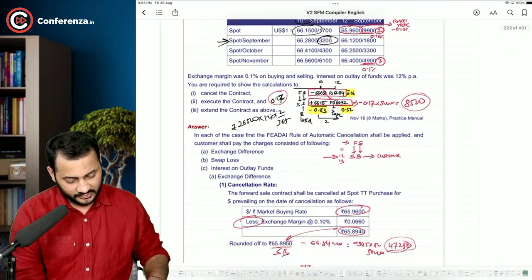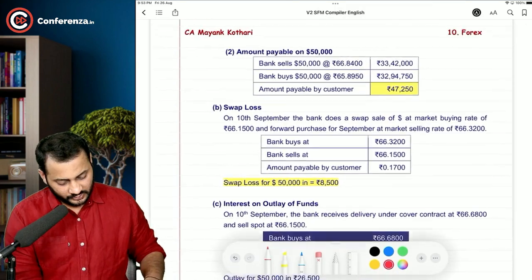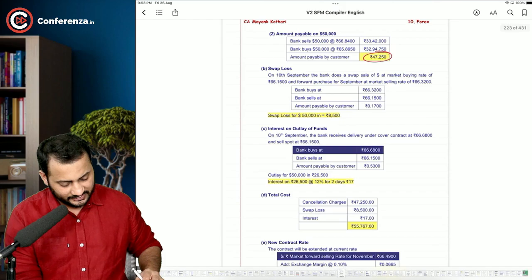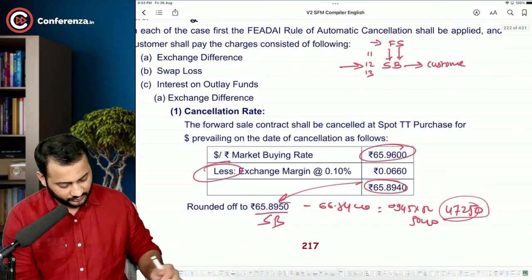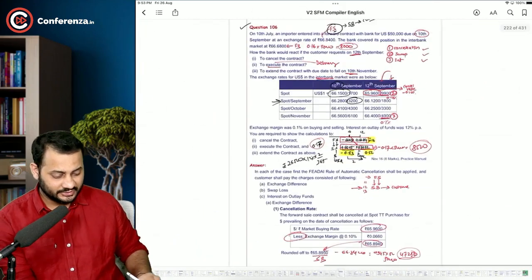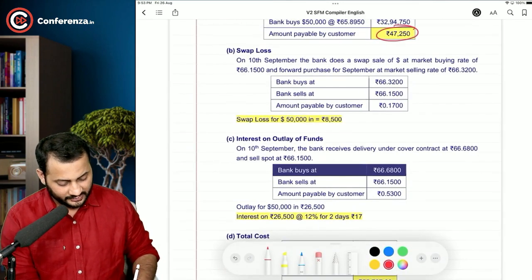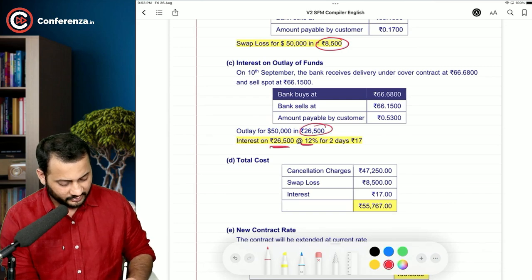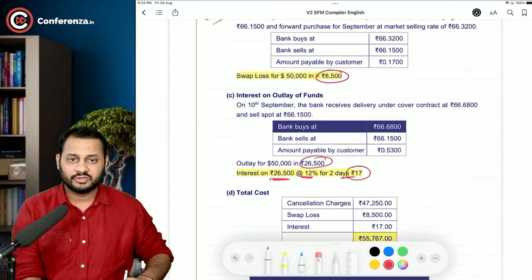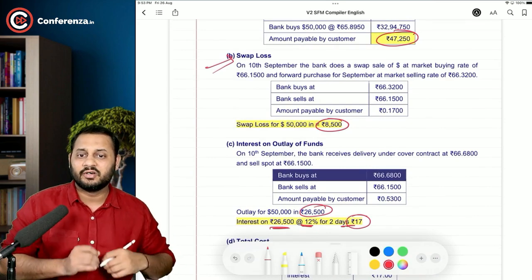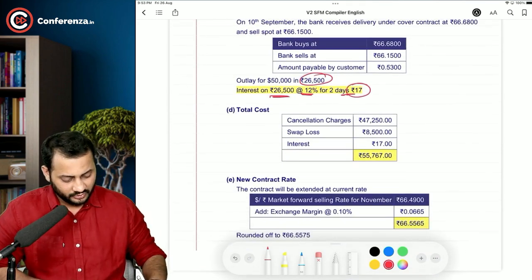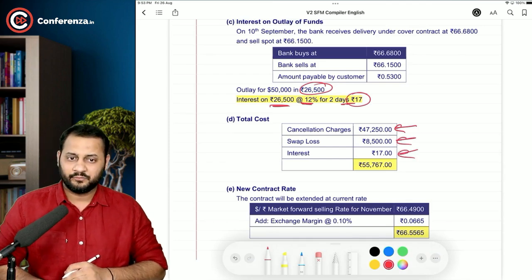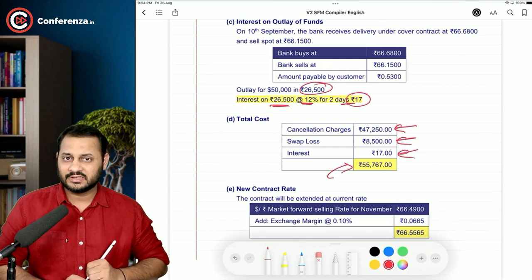Let's have a look at the final answer now, one by one. So do you agree with this 47,250 of the cancellation charges? Let me just go through it. That 47,250 of the cancellation charges. Apart from that 8,500 swap loss. Apart from that 26,500 on interest, that comes to 17. So these are the three charges to be recovered in all the three cases. So the total cost is cancellation, swap loss and interest. And the total comes to 55,767.